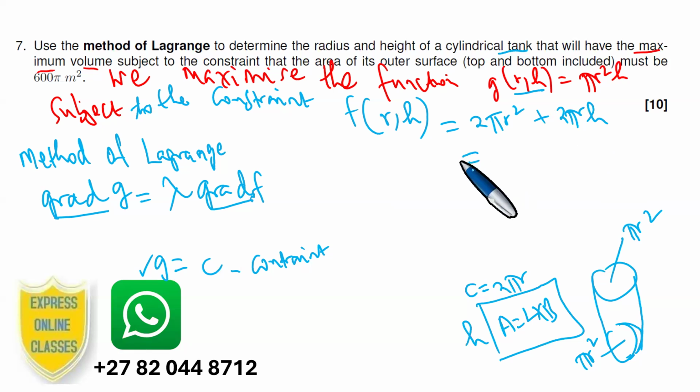We continue. Okay, so you can pull out the common factor from this, because now we have dealt with the top and the bottom, the lid and the base, and then we dealt with the side material, and this forms a rectangle. If you cut the tank open, this forms a rectangle, which is the vertical section of the tank. But if you take 2 pi r as a common factor, you have r plus h.